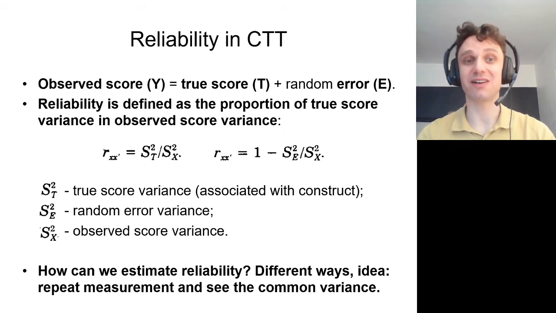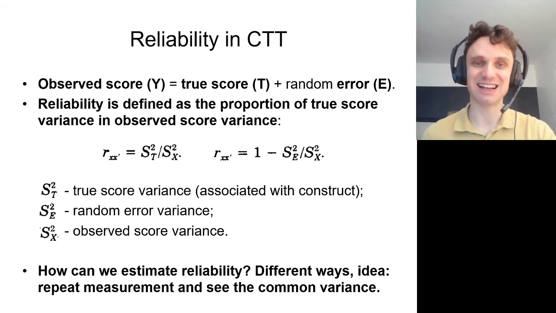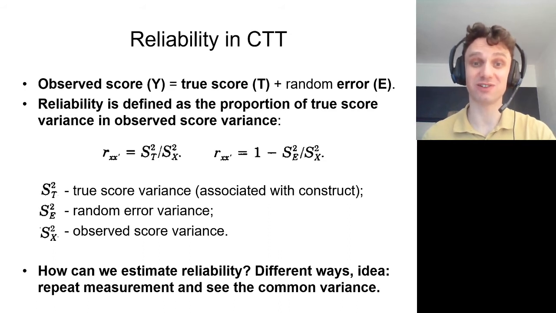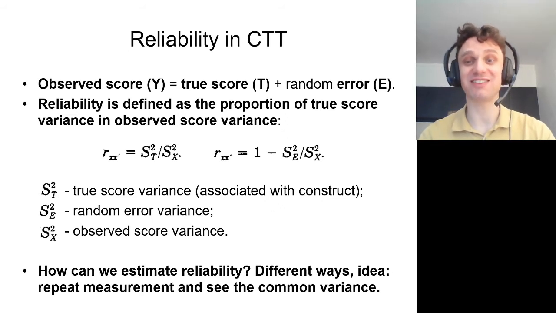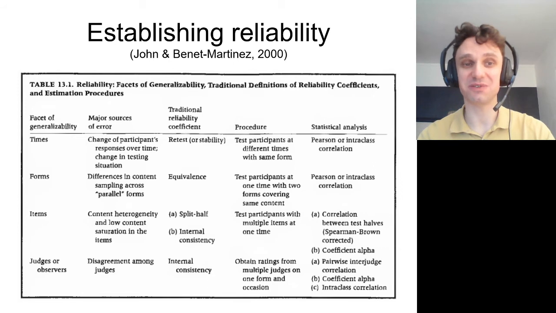So because our observed score is basically some kind of variance, reliability is the proportion of true score variance in observed score variance, or 1 minus the proportion of error in observed score variance, because observed score is true score plus error. Basically, it's very easy to see how this simple formula comes up. And how can we estimate reliability? Basically, true score does not change. And as a result, you can use different approaches.